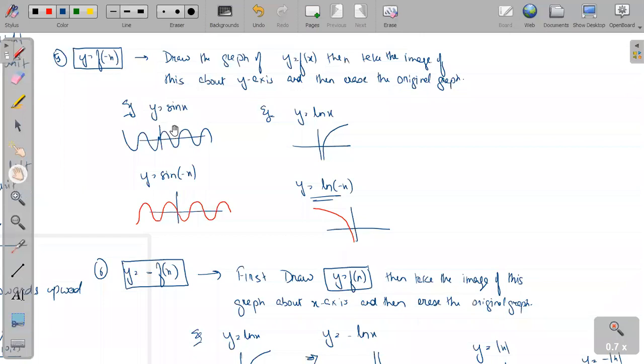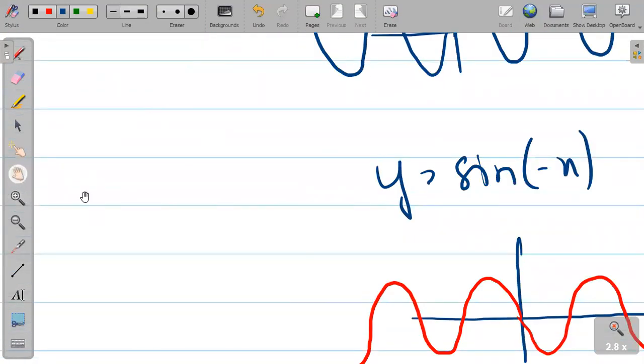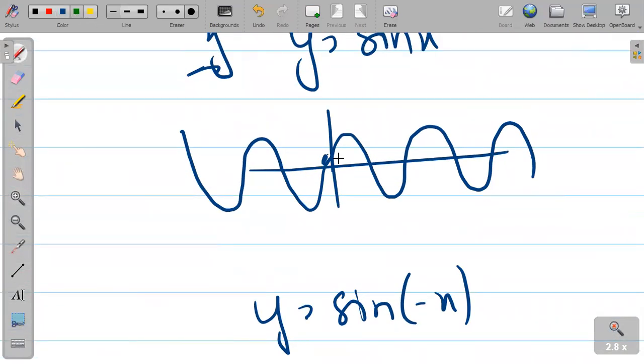Mr. Senthur, point number 5. Just take the image of the graph about the y-axis. If you take the image of this graph about the y-axis, what type of image? Mirror image. How to take the mirror image? Suppose green color is the mirror image. This part I am taking the mirror image. The mirror image of this part is this one, and the mirror image of this part is this one only.